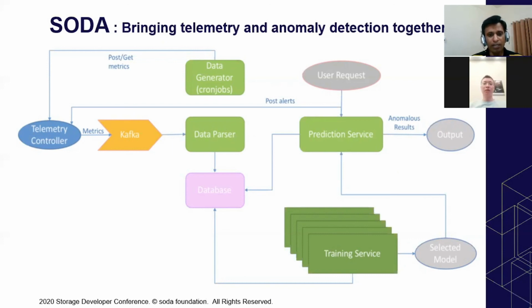If you look at the anomaly detection module, the overall idea is that there will be a data generator which continuously or periodically schedules a job to collect the metrics. This request comes to the telemetry controller, where we collect the metrics, and the collected metrics are pushed to the data parser through a Kafka pub/sub mechanism, right? There are different services: one is a prediction service and one is a training service. The metrics will be stored in a database.